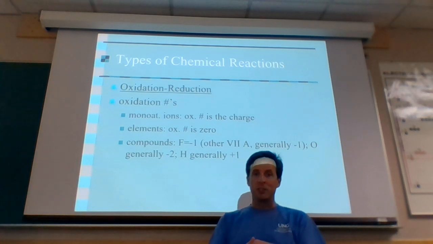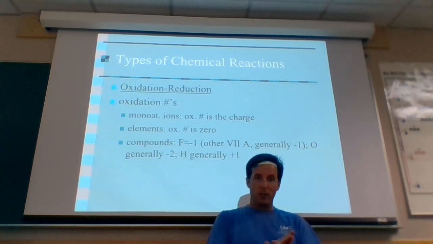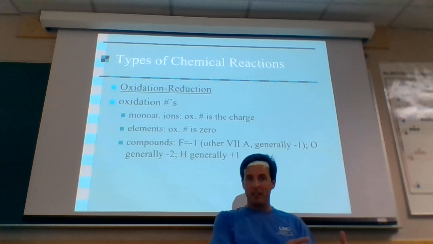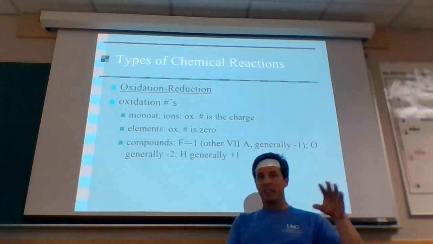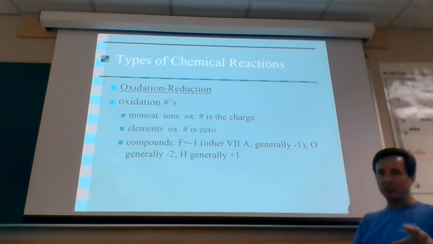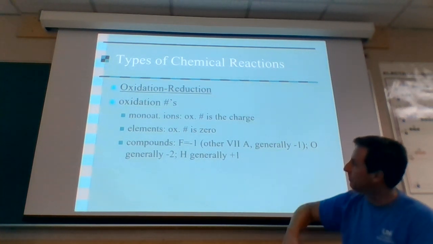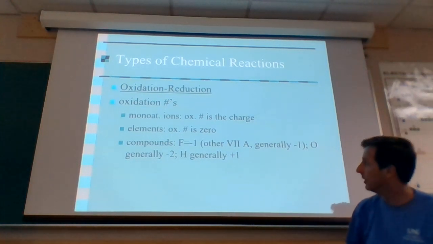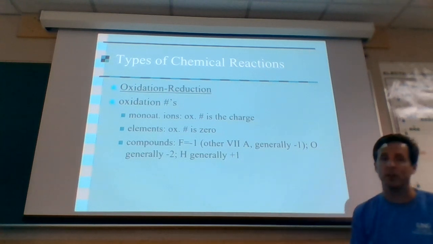So oxygen's always going to be -2 unless you put it with fluorine, or there is a weird group of compounds called peroxides. If you happen to have a peroxide, then oxygen's -1. But again, that's a special case. You don't see it a lot, so don't overly worry about it. But essentially, fluorine's always -1. Oxygen's pretty much always -2. And then hydrogen's usually +1.